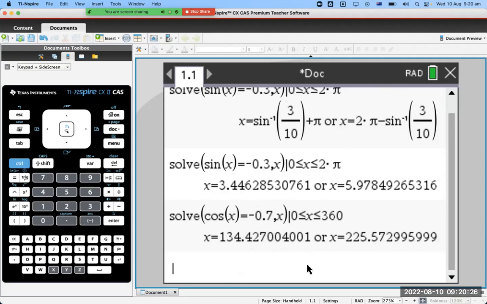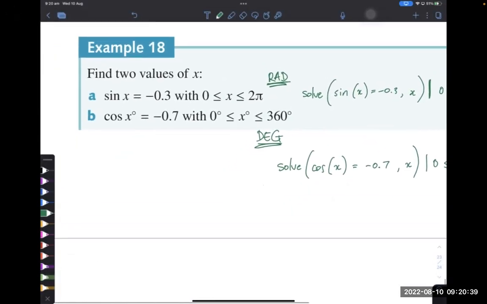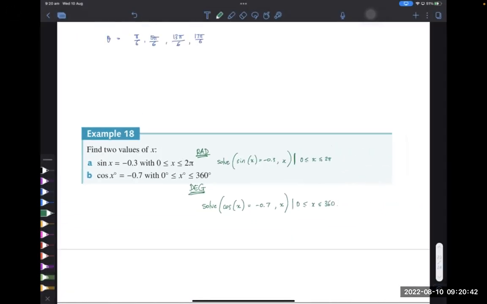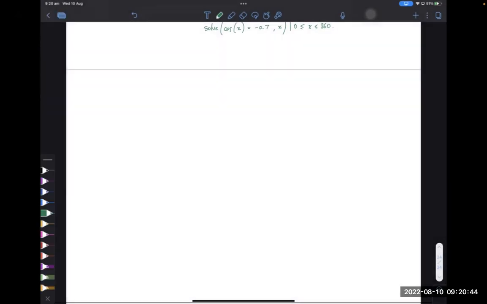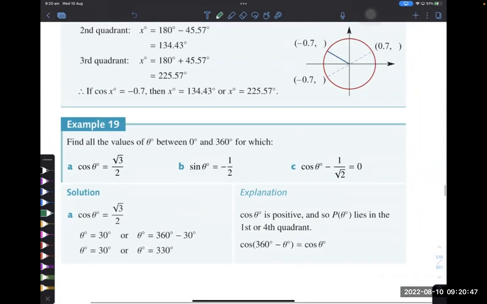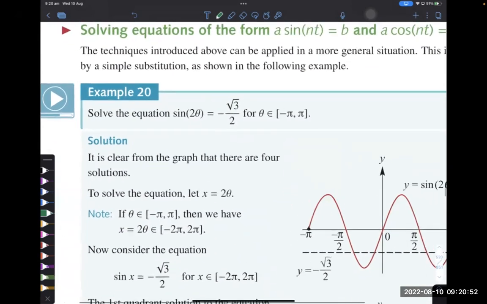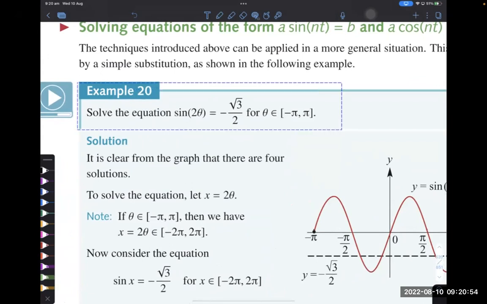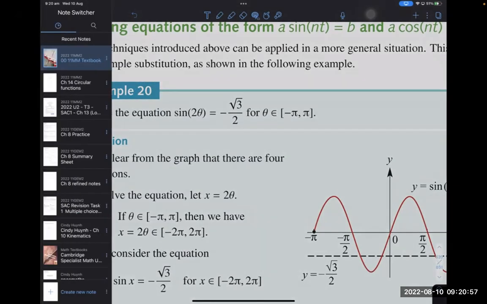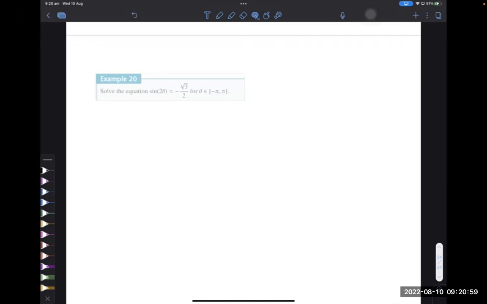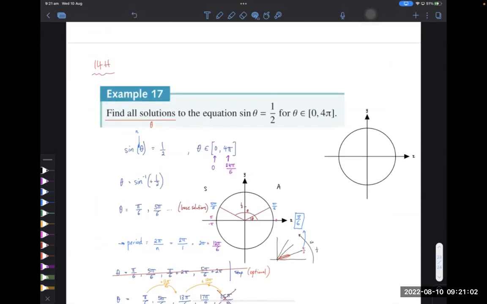Okay, let's go back to calculating it by hand. So that was doing it by the CAS for a bit. We'll go back to doing it by hand now, because we need to develop that skill so that you can sketch graphs more easily. I'm not going to do the degrees one. I'm going to focus on this part here. I need a unit circle.